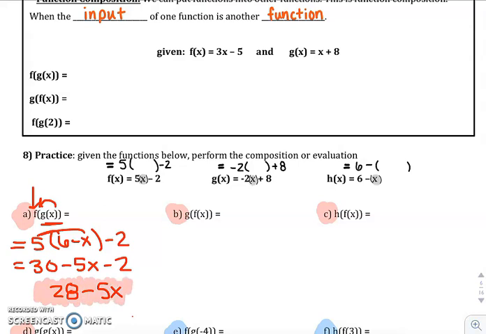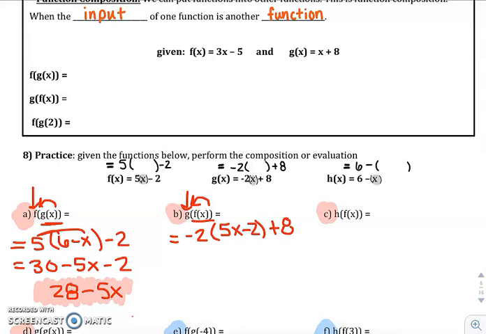So if we look at letter B, g of f. This is not, we just did f of g. This is g of f. They are different. So this one, we start with the g function and we plug f into it. So starting with the g, we would start with negative 2x plus 8. So we would start with negative 2 parentheses plus 8. And then in those parentheses, we're putting the entire f function, which is 5x minus 2.